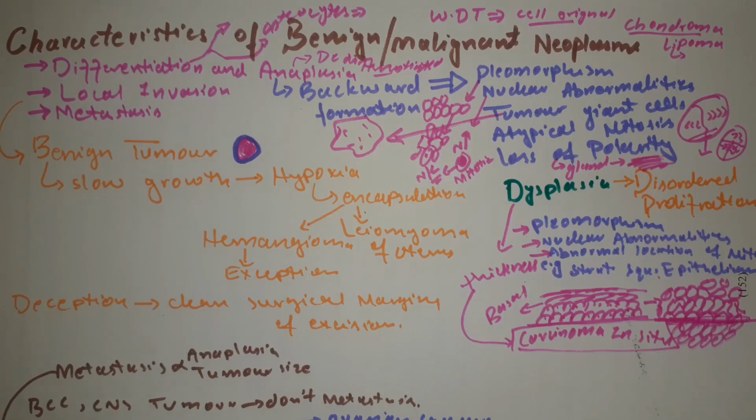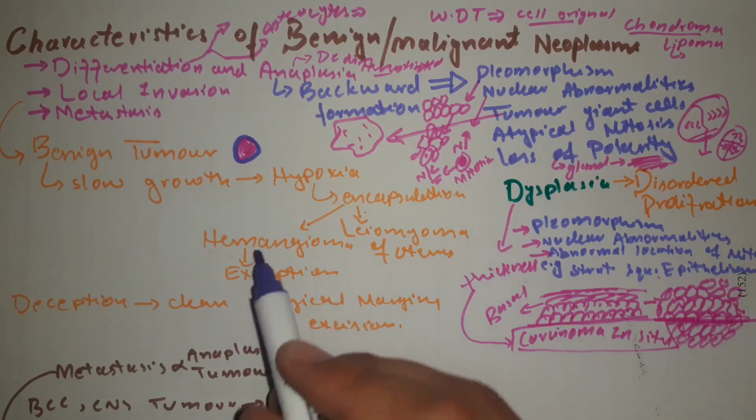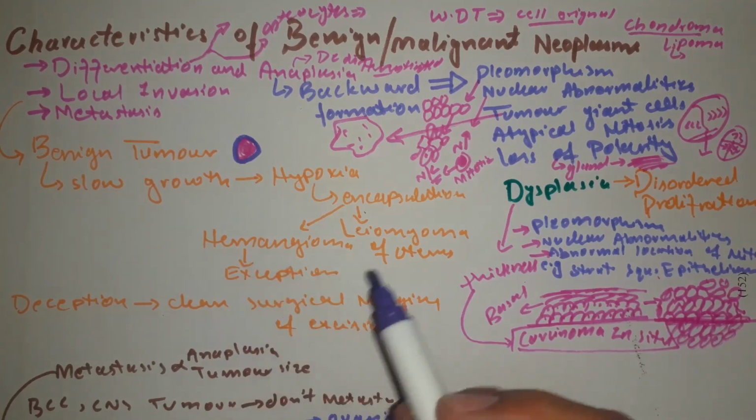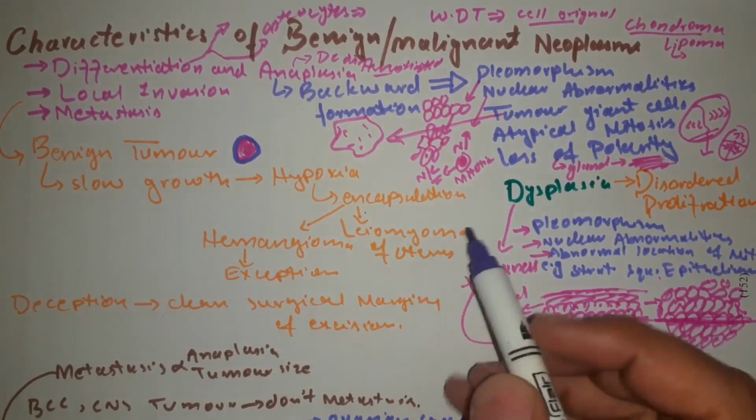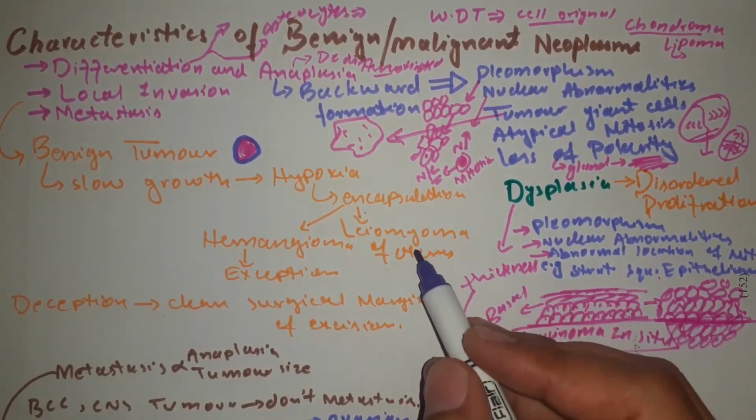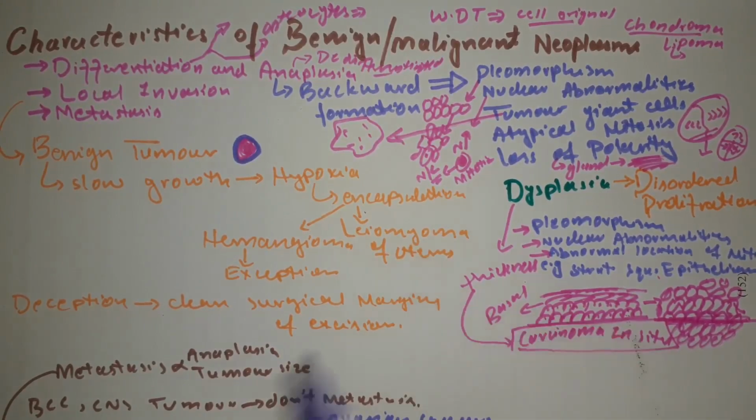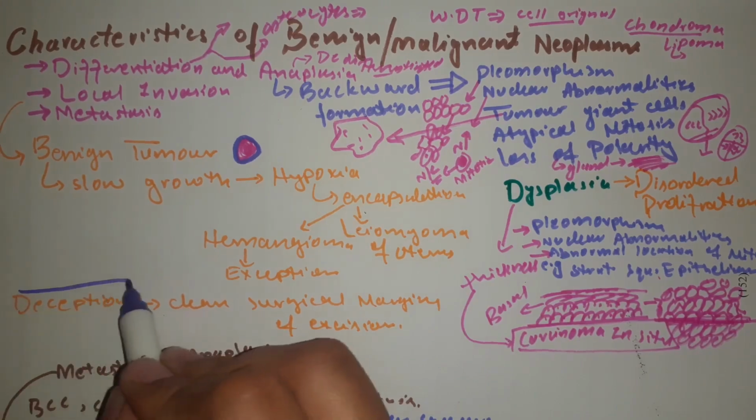However, it is not always true. Some tumors are not encapsulated, but they are also benign. For example, hemangioma is a non-encapsulated benign tumor. However, a leiomyoma of the uterus is an encapsulated benign tumor. Okay. However, the malignant tumors are mostly non-encapsulated. Even if a malignant tumor appears to be encapsulated, it can be a deception.